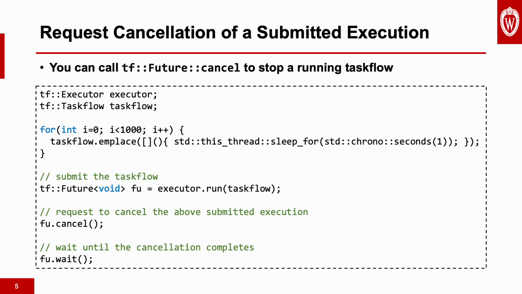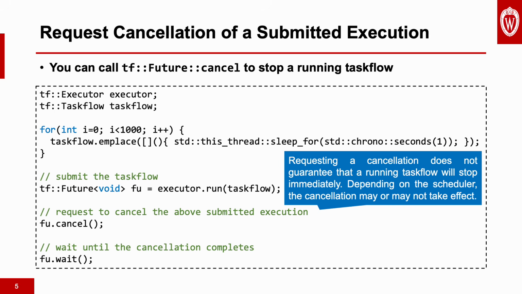When you submit a taskflow to the executor using the run functions, the executor returns a tf::Future object that holds the result of that execution. As mentioned earlier, tf::Future is derived from std::future. In addition to the standard future functions, you can call cancel to stop a running taskflow. The example below shows how to cancel a submission of the taskflow of 1000 tasks. Notice that the cancellation is non-deterministic. Requesting a cancellation does not guarantee that a running taskflow will stop immediately. Depending on the scheduler, the cancellation may or may not take effect.